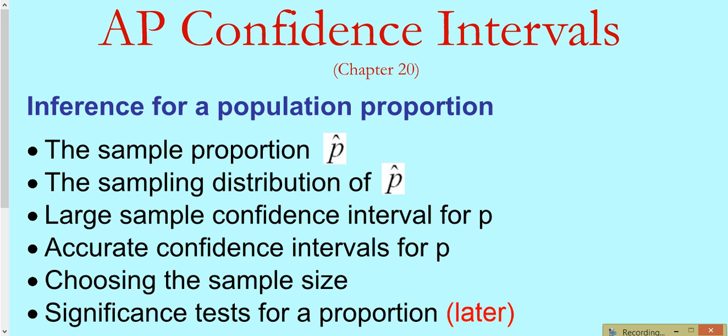AP confidence interval videos coming from chapter 21. We're going to start by talking about the distribution of a categorical variable for proportion.